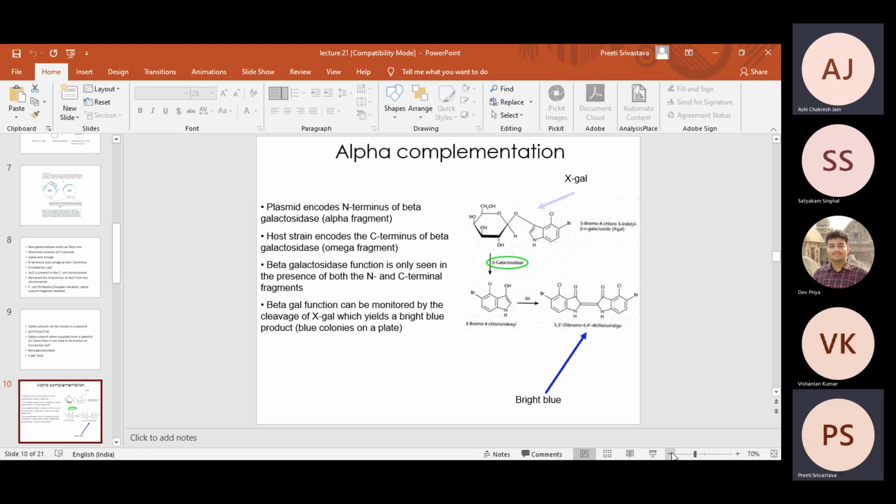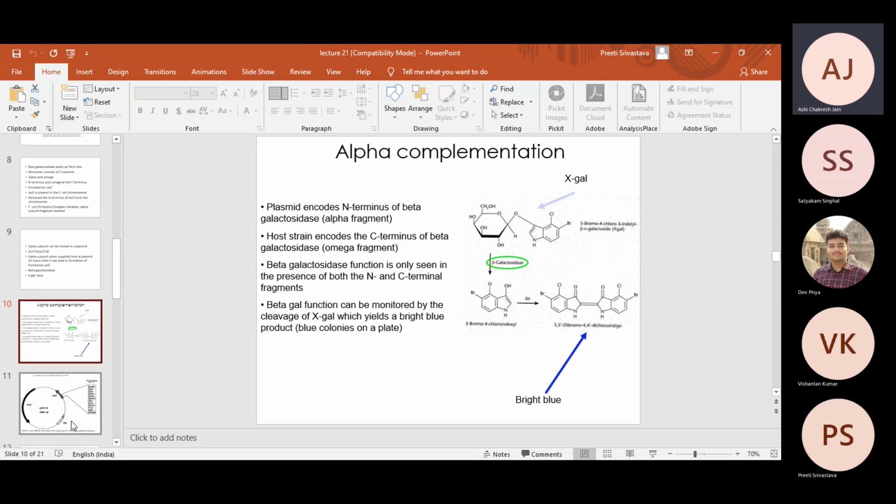Now, beta galactosidase is a tetramer, and it has four monomers, right? Each of these monomeric units has two subunits, one alpha subunit and one omega subunit. The alpha subunit is encoded by the N terminus and the omega subunit is encoded by the C terminus. This enzyme is encoded by lacZ, which is present in the E. coli chromosome. Now if the N terminus of lacZ is removed from the chromosome, then lacZ won't be functional, right? Because it requires both the subunits in order to be functional.